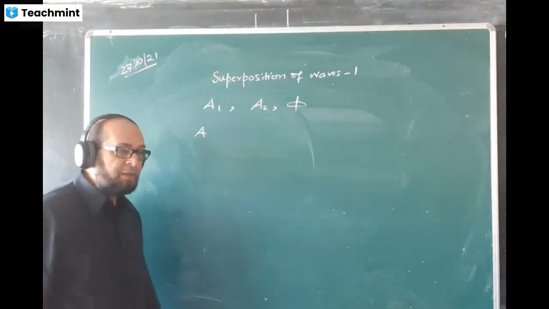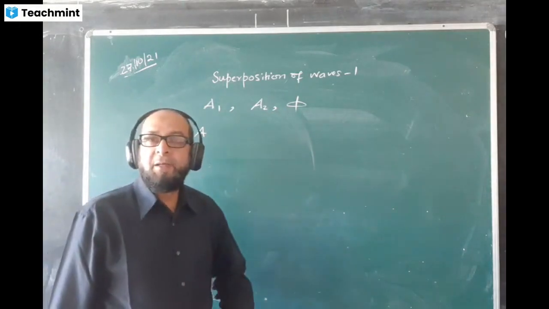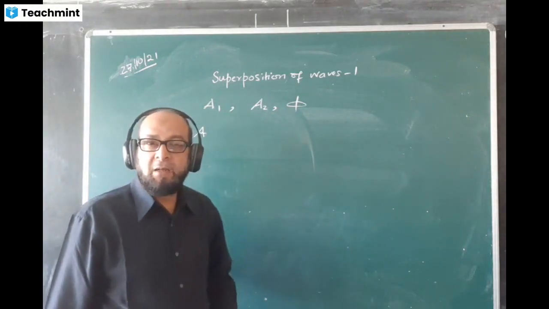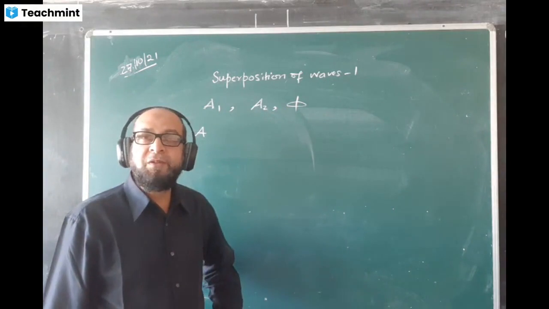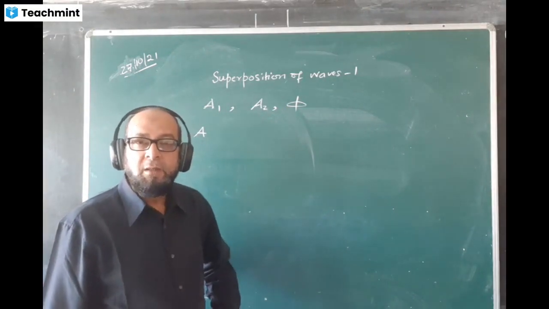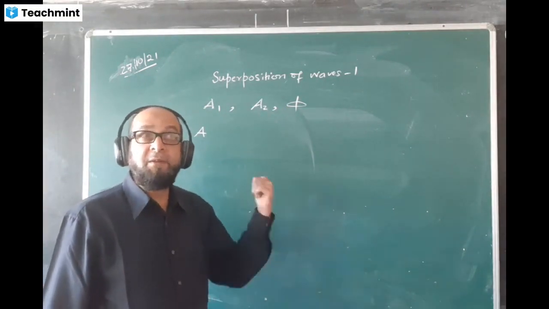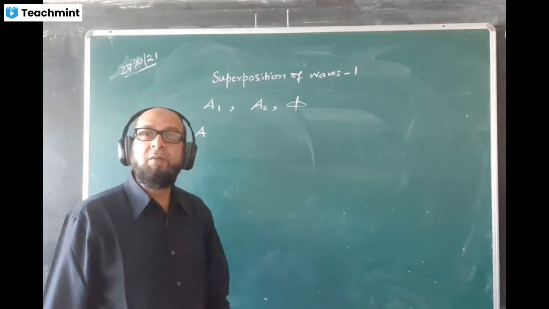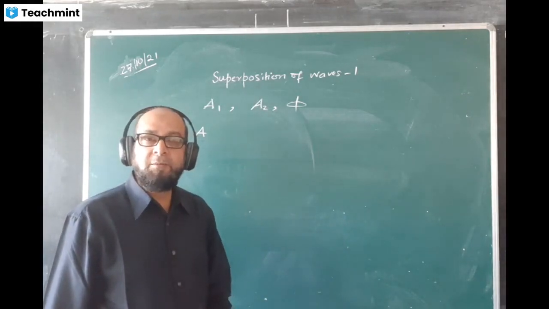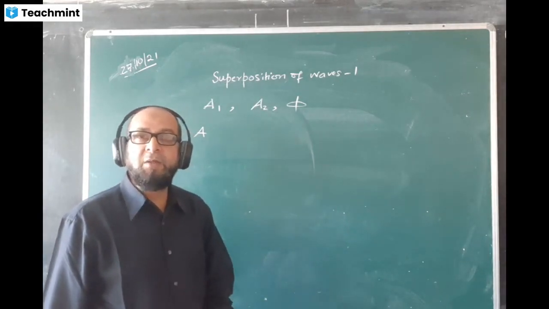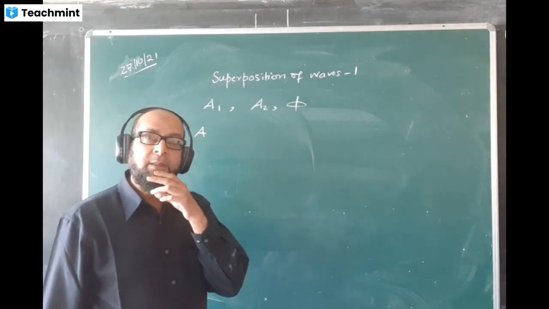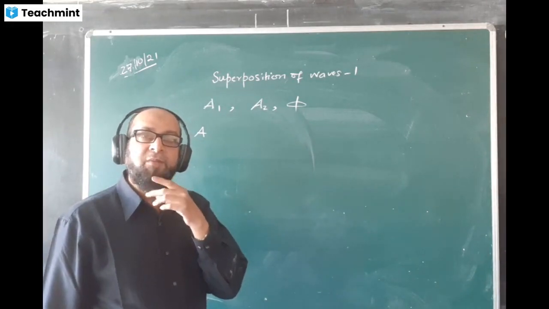If you remember two vectors, A and B, making an angle theta with one another, what is the formula of this resultant? You know the formula of resultant, no? You have done it in the chapter on vectors. What is the formula of the resultant of the two vectors making some angle theta with one another? Tell me the formula.